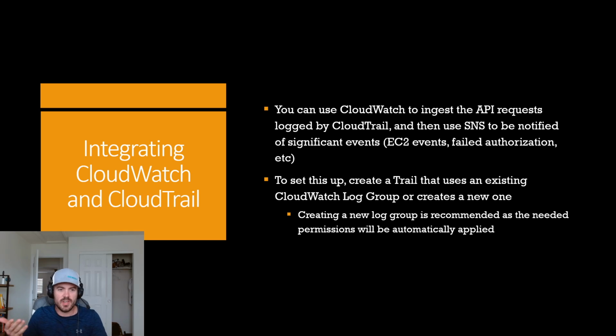So I've mentioned a few times that you can integrate CloudWatch and CloudTrail. Essentially, CloudWatch is going to ingest the API requests that are logged by CloudTrail, and then use SNS to notify you of significant events, like things related to EC2, or maybe a bunch of failed logins or failed authorization to certain services. To set this up, you would create a trail, which we looked at earlier, that uses an existing CloudWatch log group, or maybe it just creates a new one. But creating a new log group is recommended, as the needed permissions are automatically applied when you create it, okay?